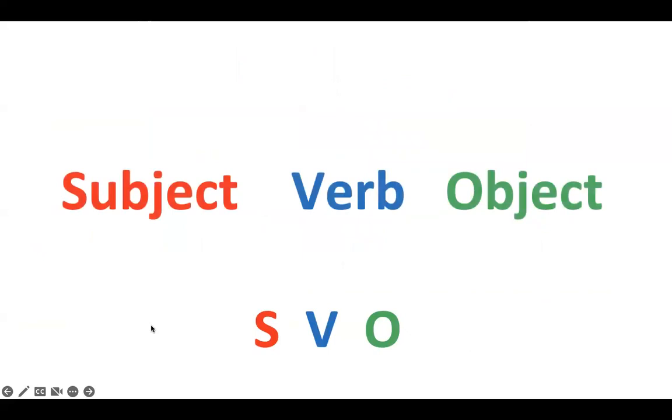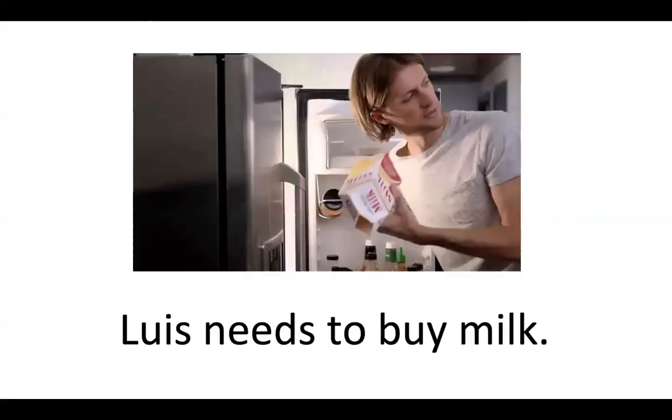So let's look at what we can do to build on subject, verb, and object to make more complicated sentences. Here's a sentence. Luis needs to buy milk. The subject is Luis. What's the verb? Needs to buy. All of that is the verb. And the object is milk.